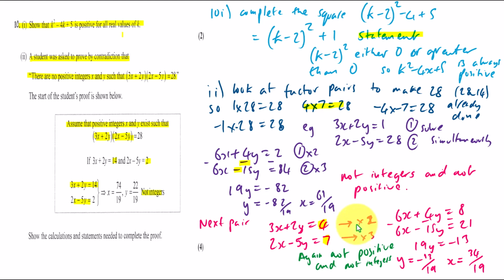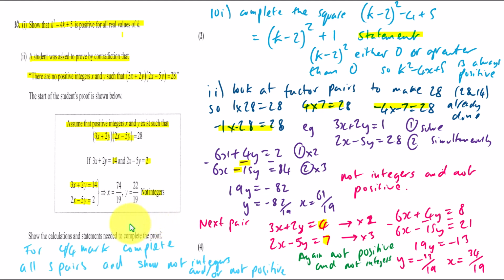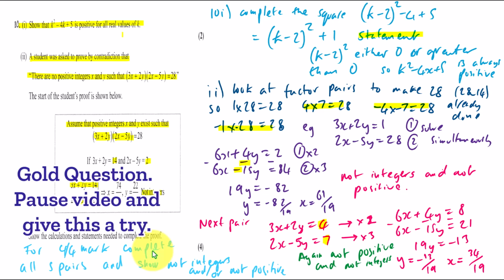Essentially all you need to do is do the other sets of factors I've shown you above, like here and here. Again, show that they're not integers or not positive, and then that completes your proof for 4 out of 4 marks. That's quite easily done. And that's essentially what I've just said. That's all you need to do, and that could be 4 out of 4 marks. I do think you can do this, you just weren't aware of what you needed to do, which was the skill of getting those 4 marks.